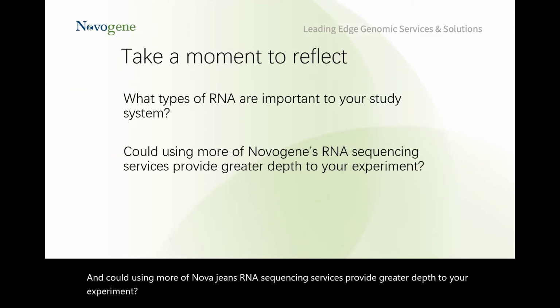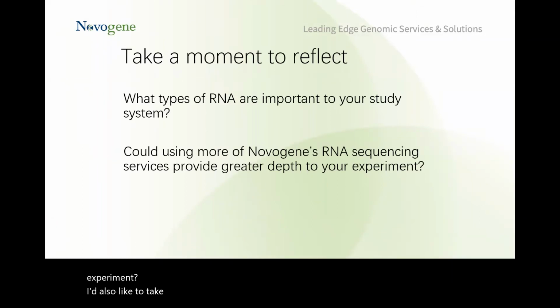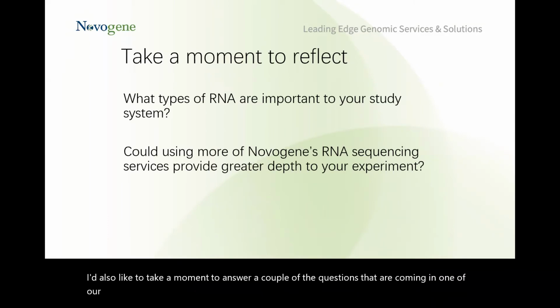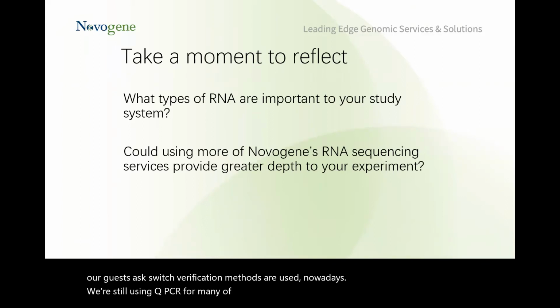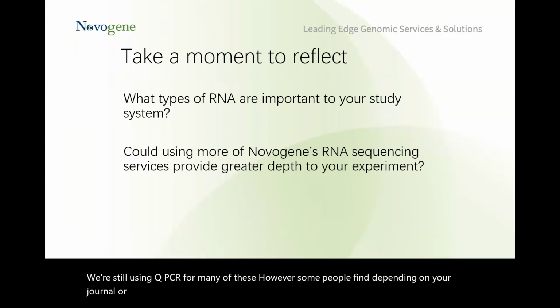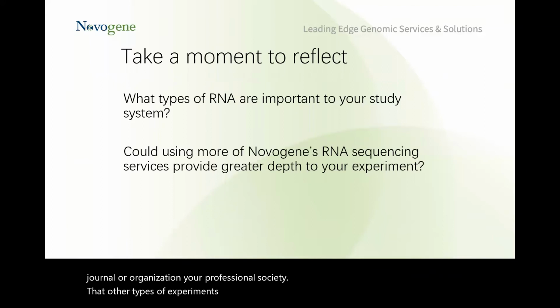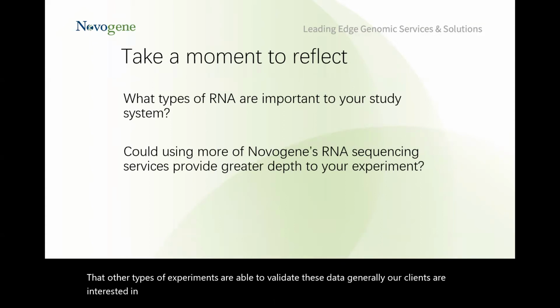I'd also like to take a moment to answer a couple of the questions that are coming in. One of our guests asks, which verification methods are used nowadays? We're still using qPCR for many of these. However, some people find, depending on your journal or organization, your professional society, that other types of experiments are able to validate these data. Generally, our clients are interested in using RT-PCR.